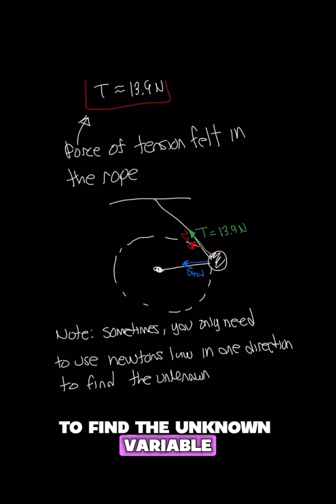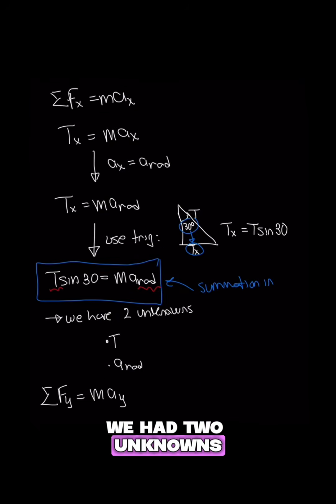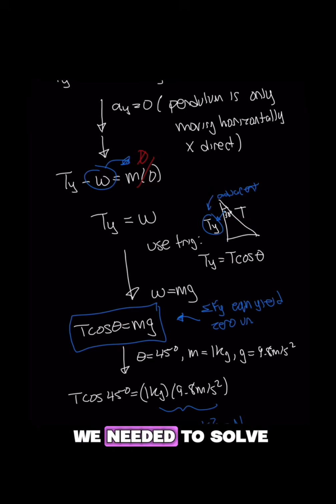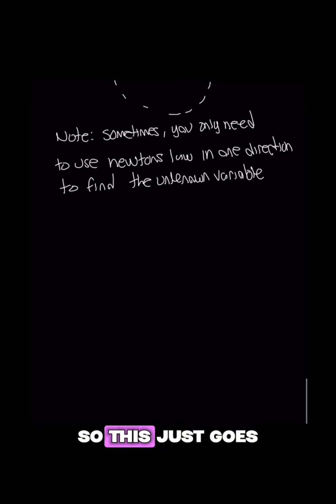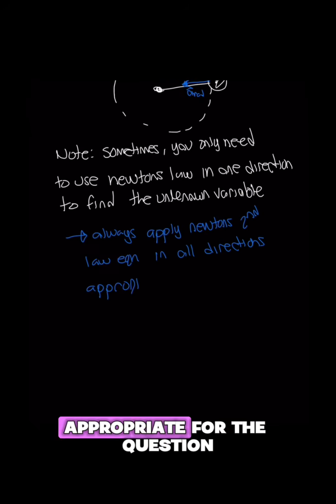And I just want to note, sometimes you only need to use Newton's law equation in one direction to find the unknown variable. And so we see when we use Newton's second law in the x direction, we had two unknowns. But if we looked at Newton's second law in the y direction, we had 0 unknowns. So that's actually all we needed to solve in this question. So this just goes to show that you should always apply Newton's second law equation in all directions appropriate for the question.